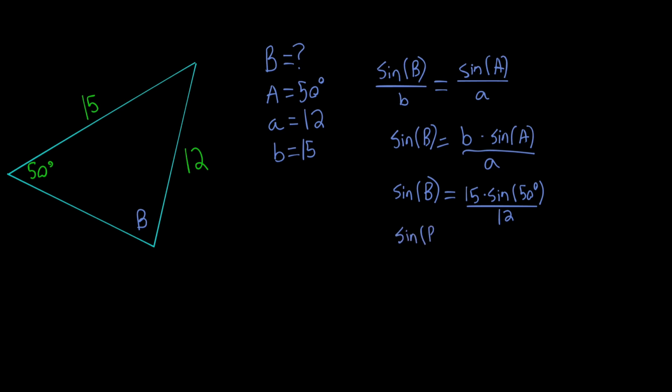In other words, the sine of B is going to be equal to 0.9576. At this point, you take the inverse sine of both sides. That's going to give you the inverse sine of 0.9576. So as an answer, you're going to get that B is equal to 73 degrees.